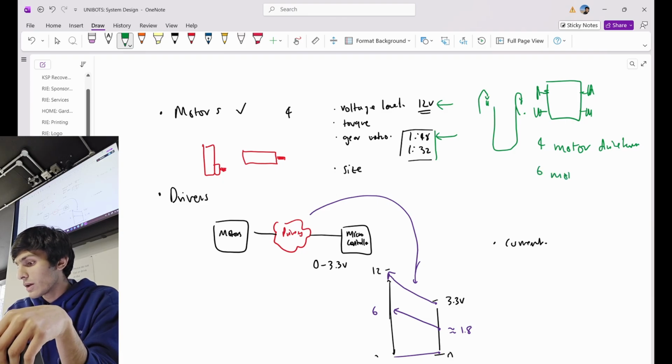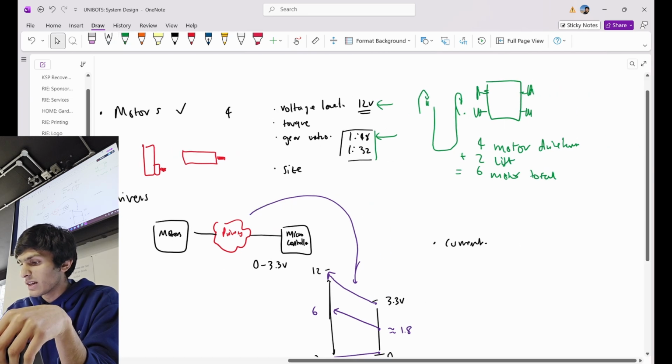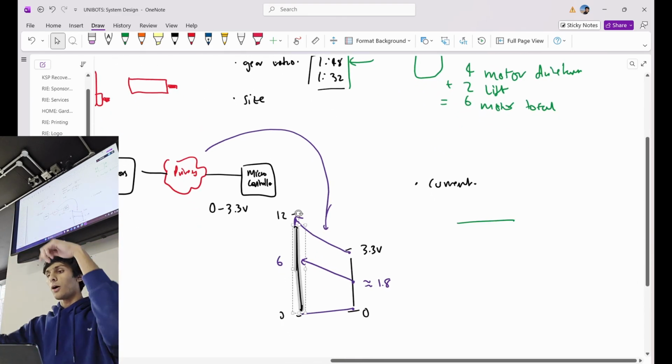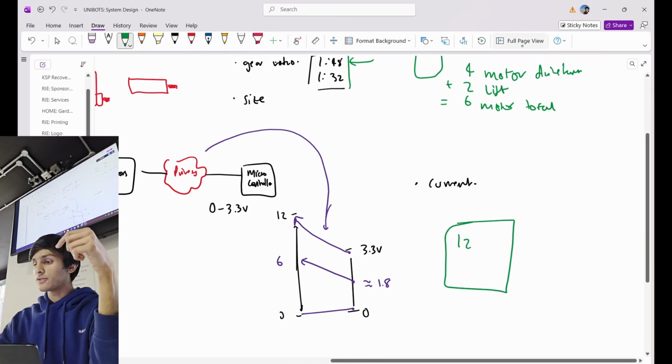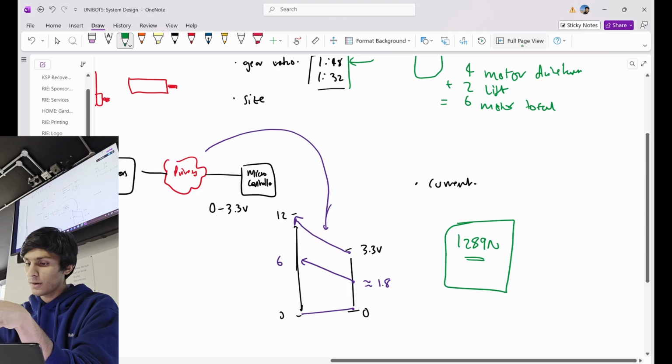6 motors total. So that's the 4 in the drivetrain, and I'll do 2 for the lift. It's like a tank kind of thing. What we talked about with drivers is like a car. That bot uses a driver called the L289N, and it has 2 motors for the lift. It's a very popular driver.